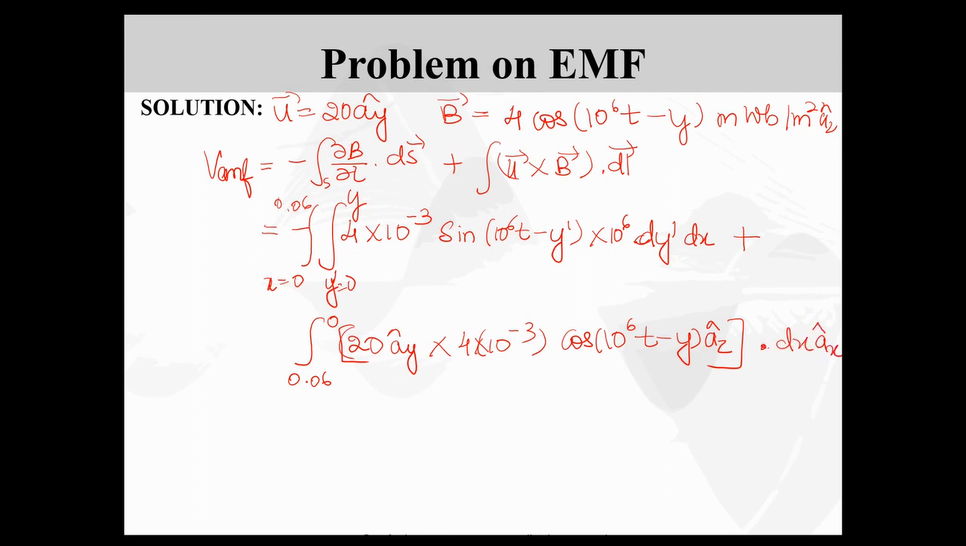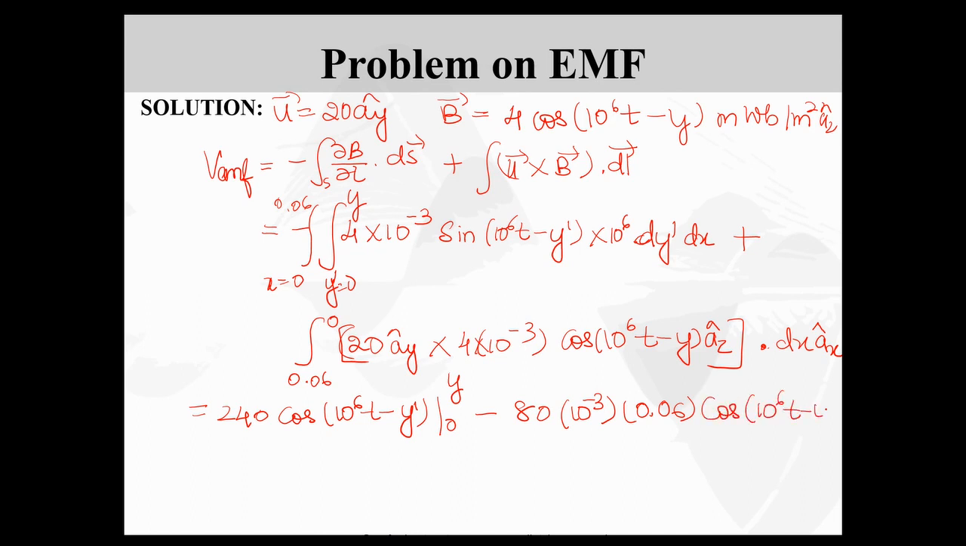So while we do this, we are going to get 240 cos 10 raised to 6 t minus y dash with the limits 0 to y. After applying the limits on x also, I'm directly writing this, so you can simplify and try to find out: 80 into 10 raised to minus 3 into 0.06 into cosine of 10 power 6 t minus y. This is the answer that we are going to get.